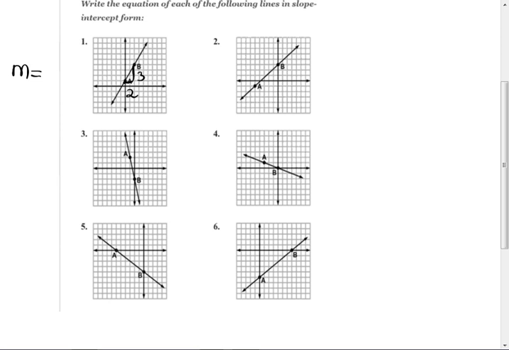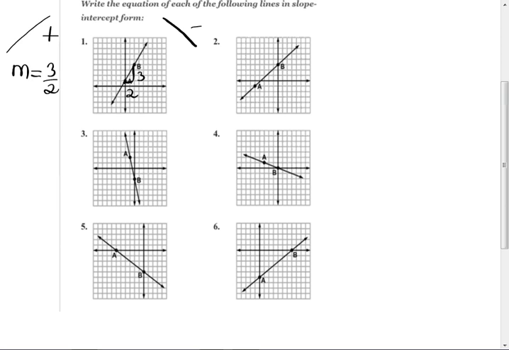So is it 2 over 3 or 3 over 2? Remember, when they go this way, it's positive. When they come downhill, we're always reading left to right, it's negative, because that's how we read English. So what's the slope? It's 3 over 2.